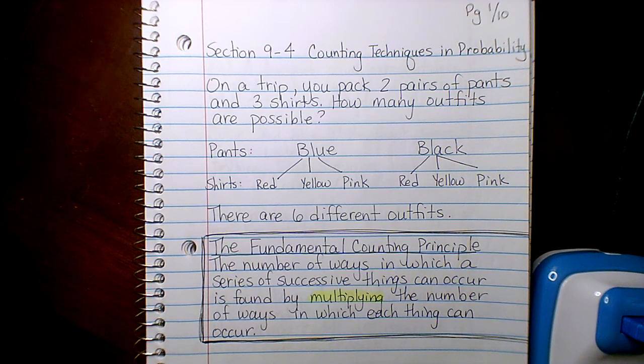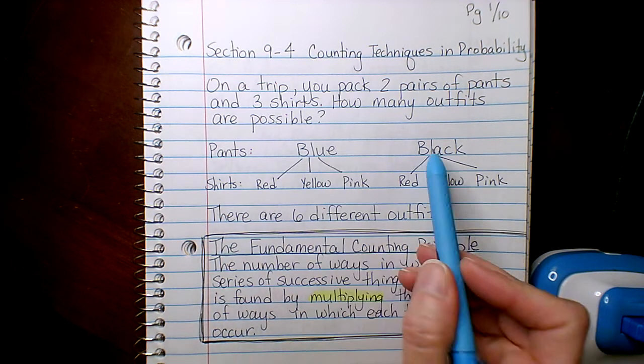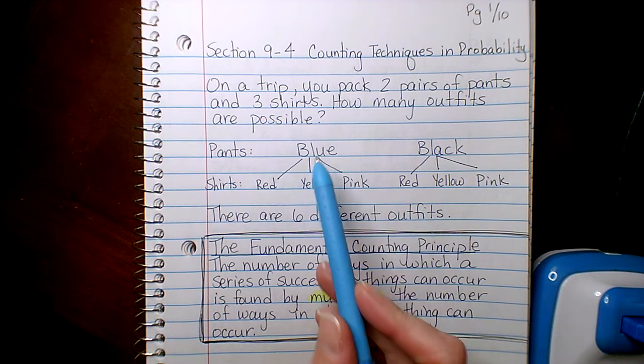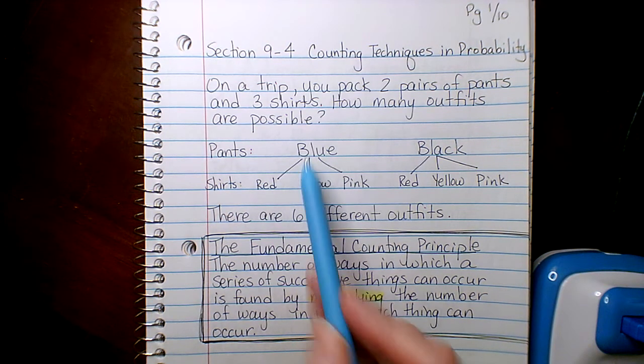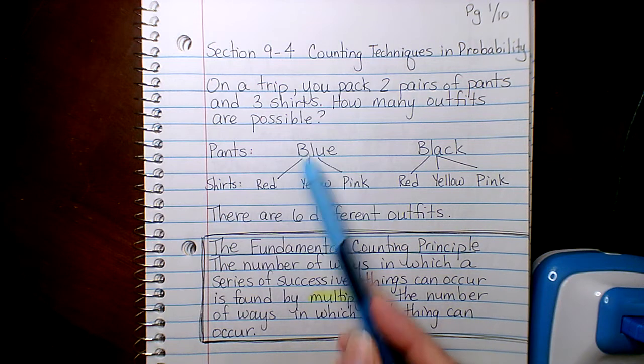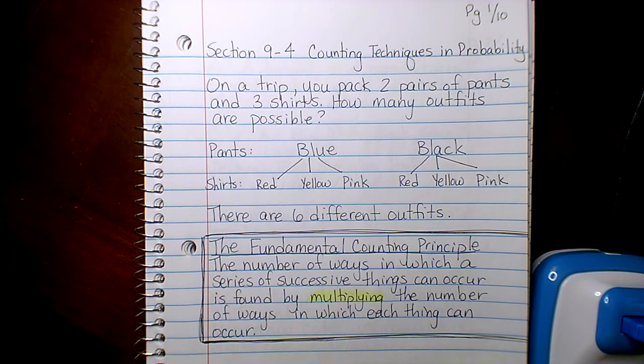Well, we can draw a tree diagram to kind of help with this. So we have 2 pairs of pants and 3 shirts. Each pair of pants can be matched up with 3 different shirts. So there are 1, 2, 3, 4, 5, 6 different outfits, assuming that you decide to wear pants with every outfit, which, I don't know, I'm not judging. Maybe you don't want to.